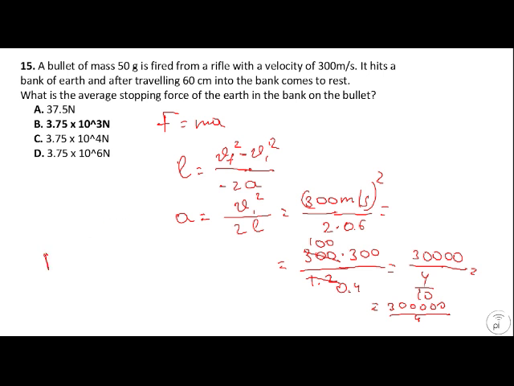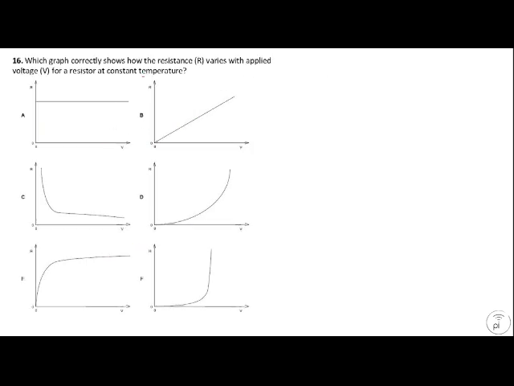Отсюда F будет 0,05, да, умножено на 300, 30 тысяч делено на 0,4. Это будет примерно, если 4 превратить, то это 0,5, 150 тысяч. Это будет 3,75 умножить на 10 в третьей ньютонов. 16. Which graph correctly shows the resistance R varies with applied voltage?